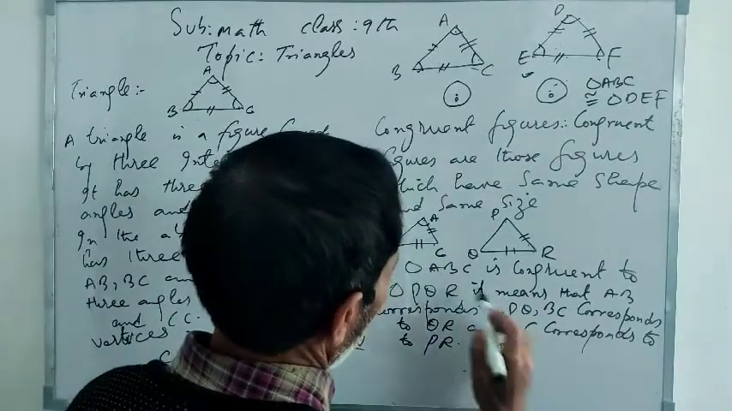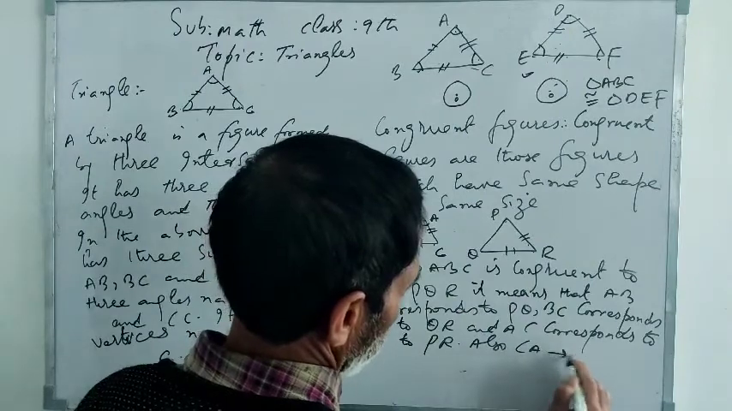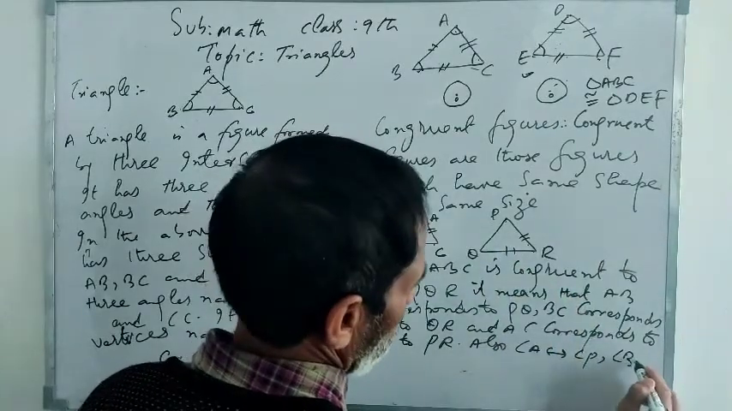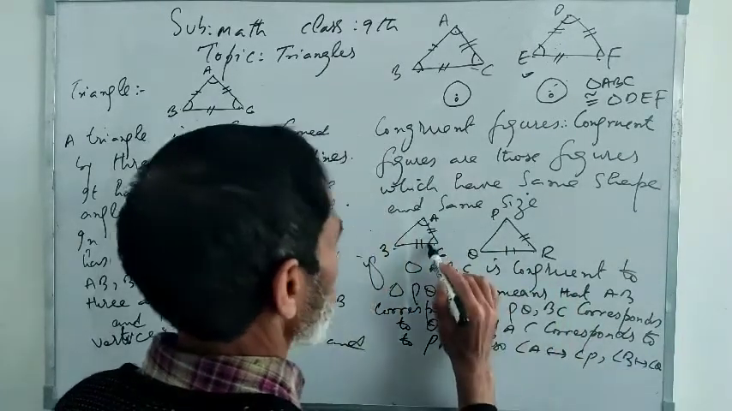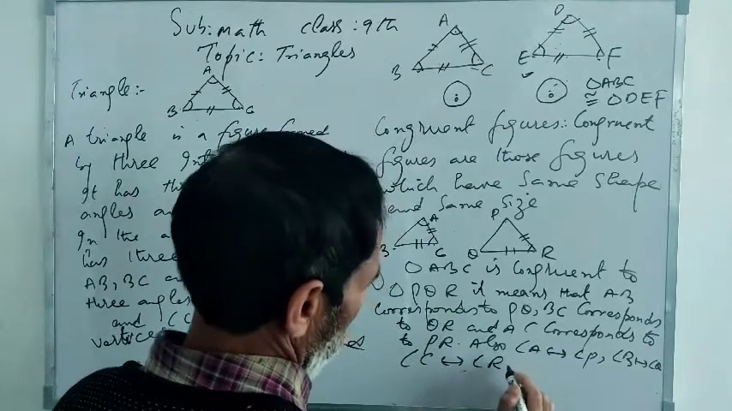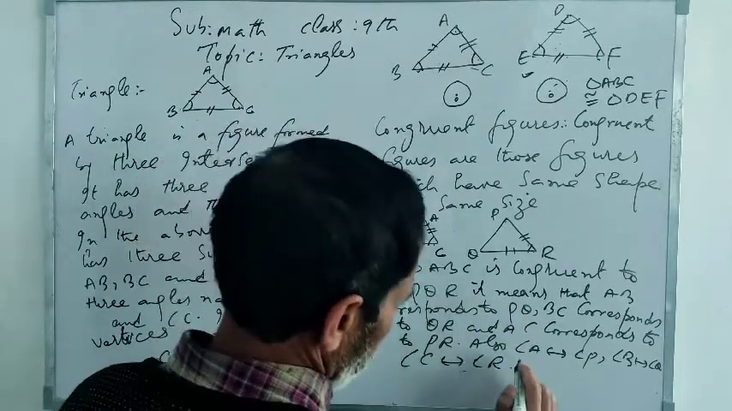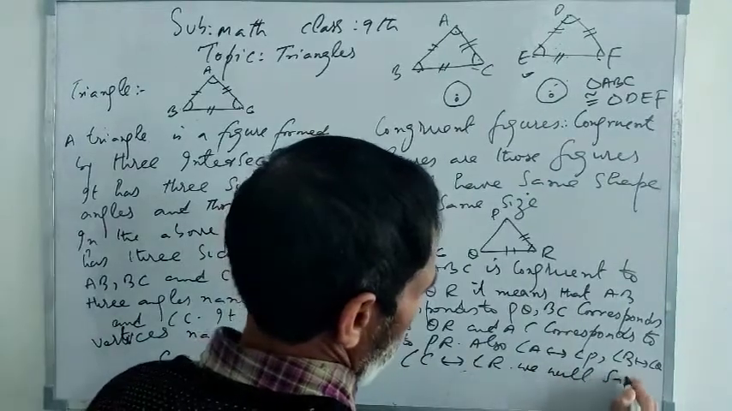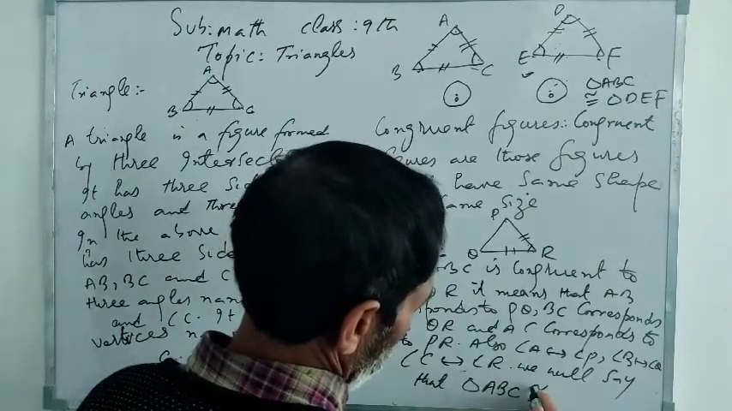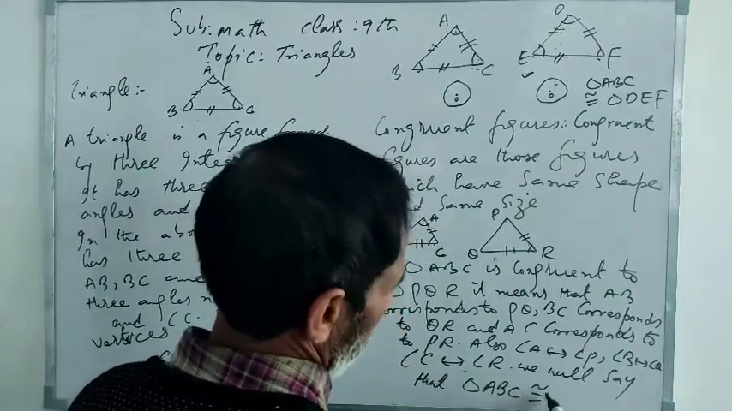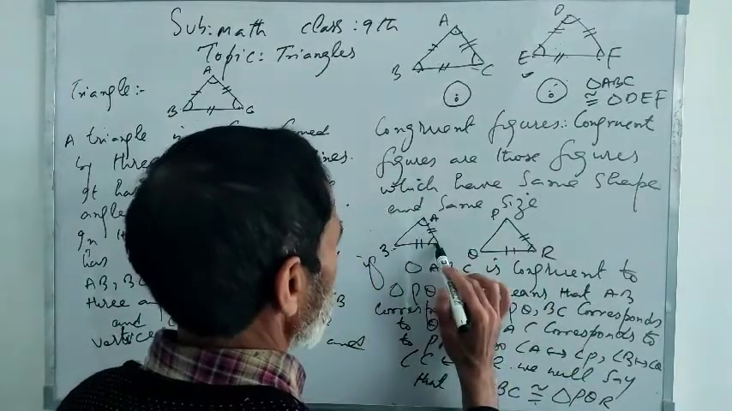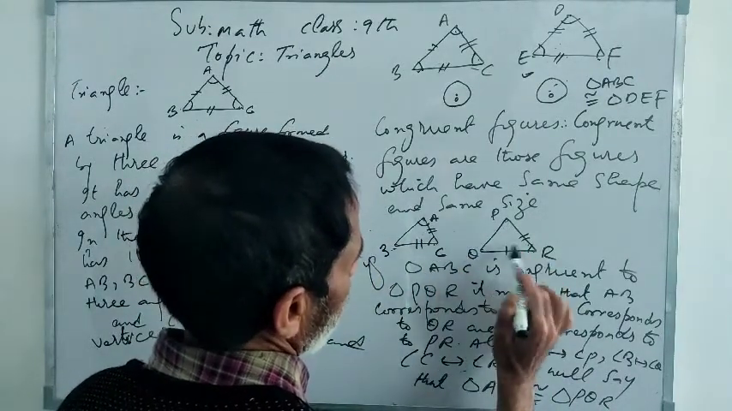Also, angle A corresponds to angle P, angle B will correspond to angle Q, and angle C will correspond to angle R. We will say that triangle ABC is congruent, using the symbol of congruency, to triangle PQR.